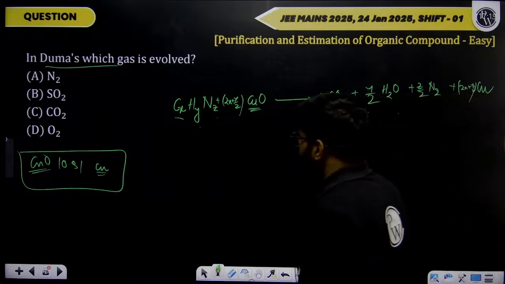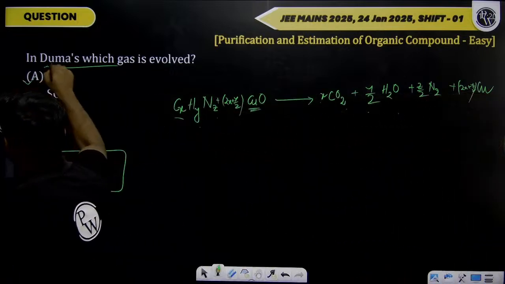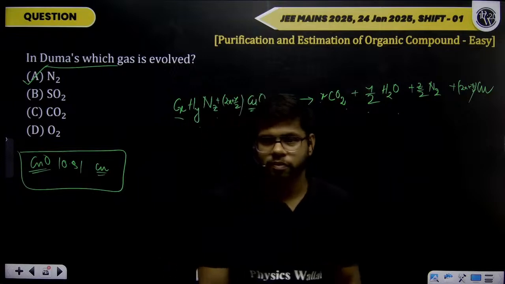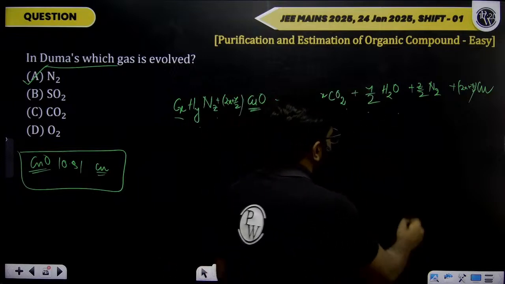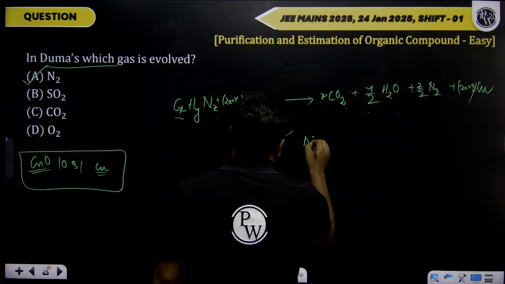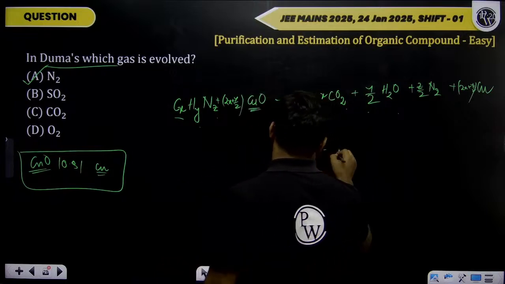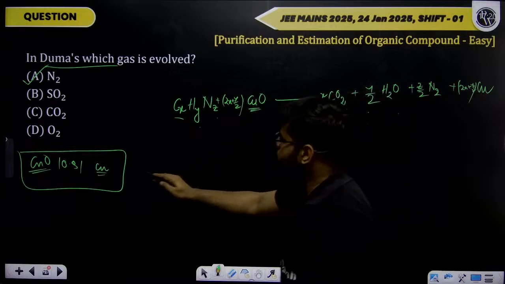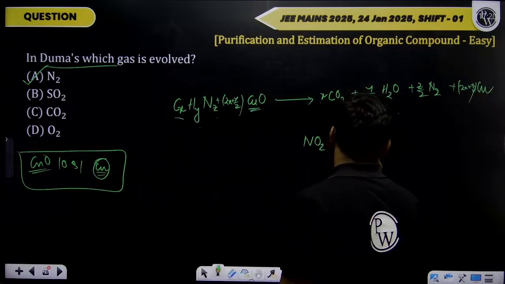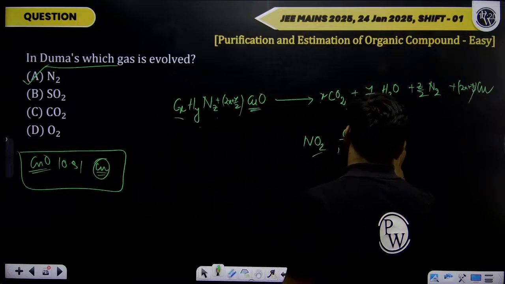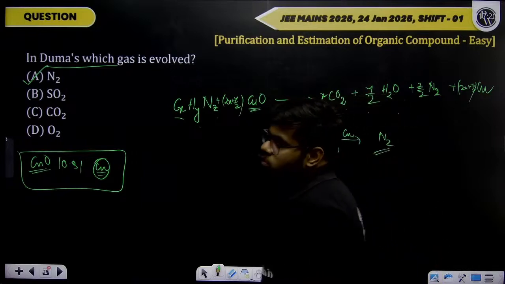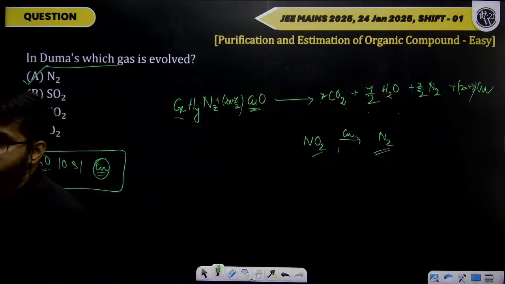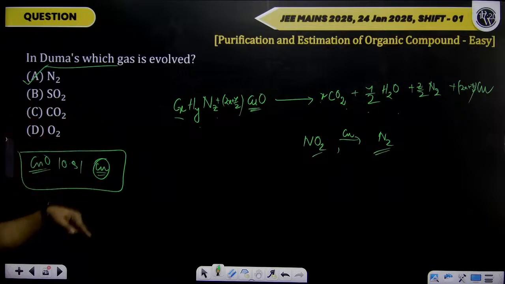So which gas is obtained? Obviously the answer is nitrogen. Remember, a few of the nitrogen atoms will be converting into their oxides, like NO2. Now the Cu that we are using will again reduce this NO2 to N2. So finally you will be getting N2 only. All the nitrogen present in the organic compound will be converted into N2. So these are the questions that I got.